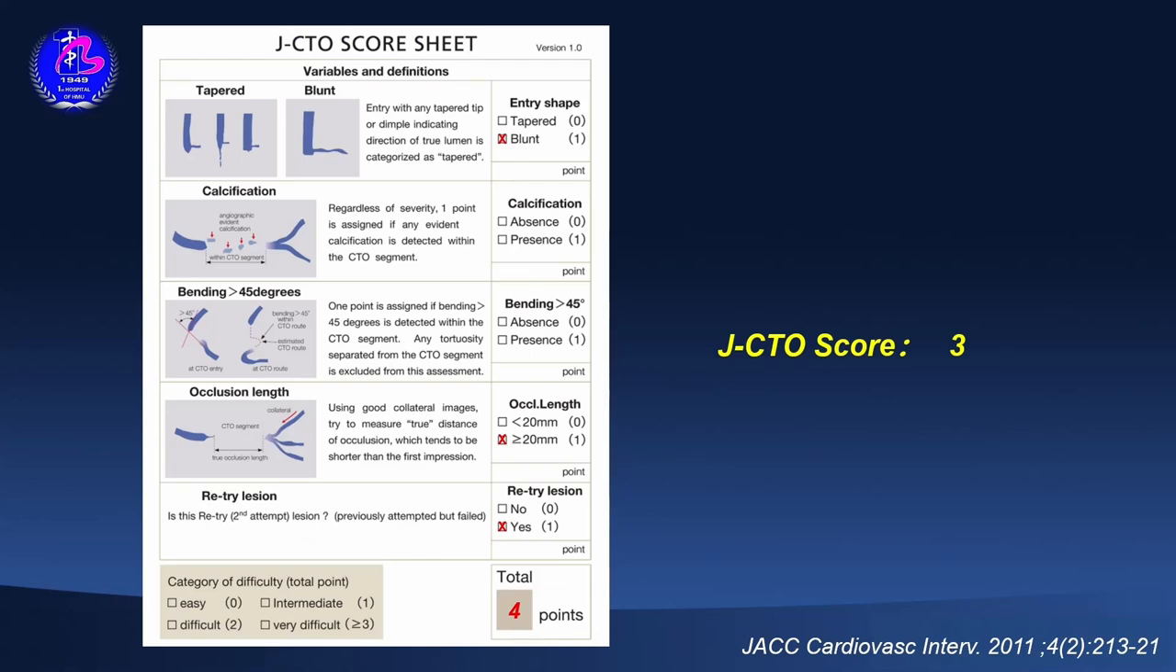So no stamp, and the occluded length should be more than 20 millimeters. So the GCTO score should be 3.